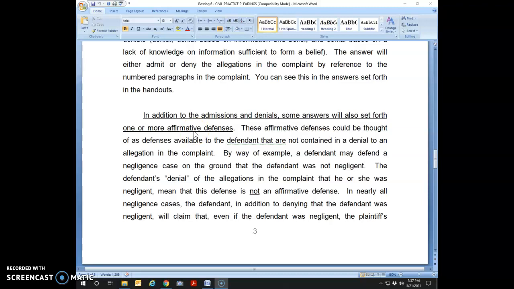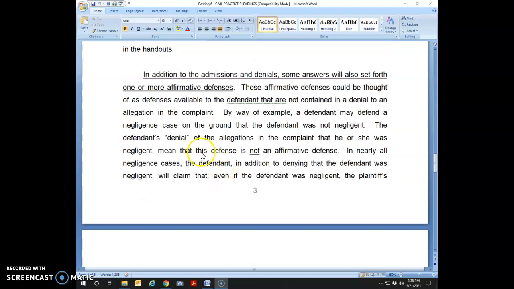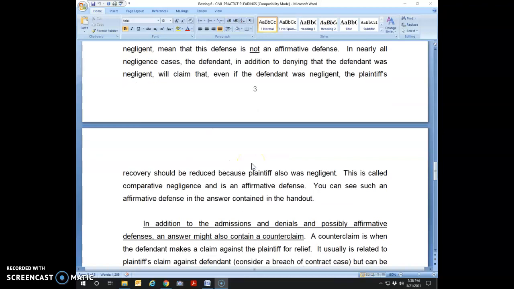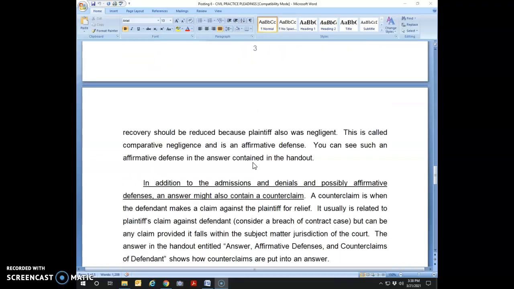In a classic example, and you'll see that in one of the answers we have, the first one would be in a car crash, comparative negligence. In other words, the defendant is raising as an affirmative defense, hey, they're not going to say it this way, but even if I was negligent, plaintiff, you were too, and your recovery should be based on the percentage your negligence contributed to the accident. That's an example you're going to see in every car crash case of an affirmative defense.